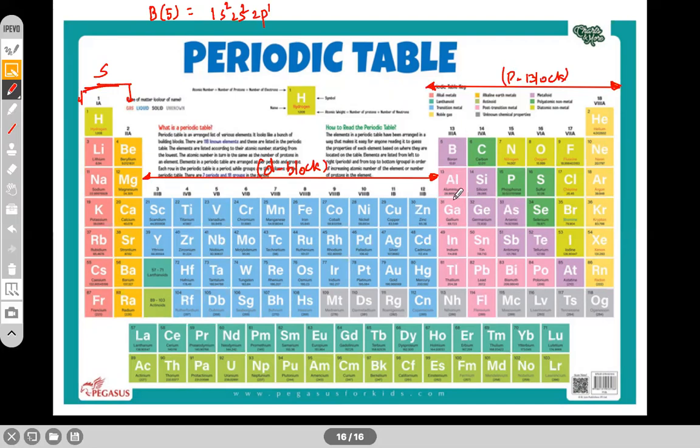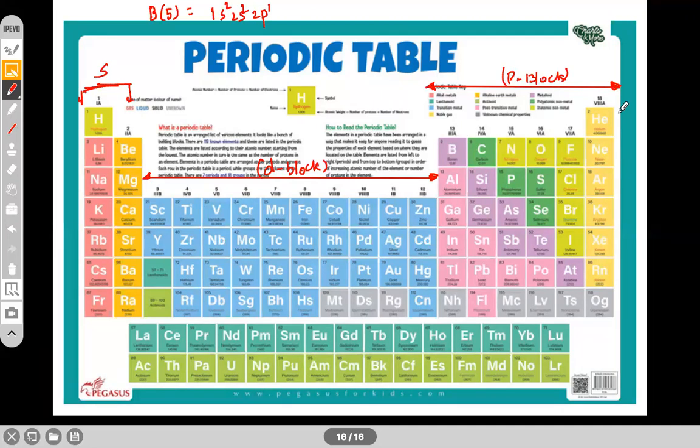See group 13, this one, 3A. 1A, 2A, 3A, 4A, 5A, 6A, 7A, 8A, right? So either you can say in terms of A and B, like we had in the Mendeleev periodic table, I told you the groups are divided into two categories. One is for normal elements and one is for transition elements. So transition elements are B. You see this, it is 3B, 4B, 5B, 6B and so on. This group is 1A, 2A, then it is 3A, 4A, 5A and so on.